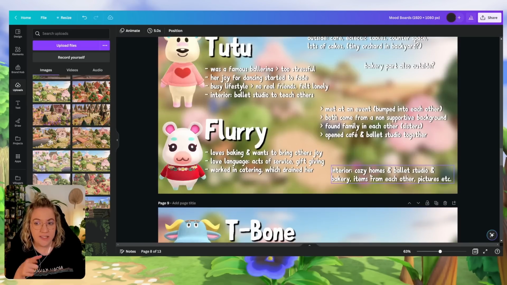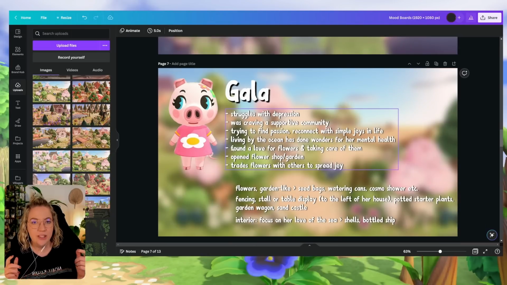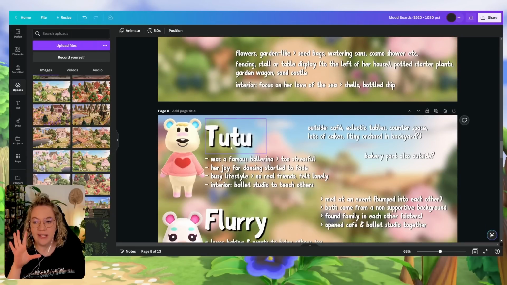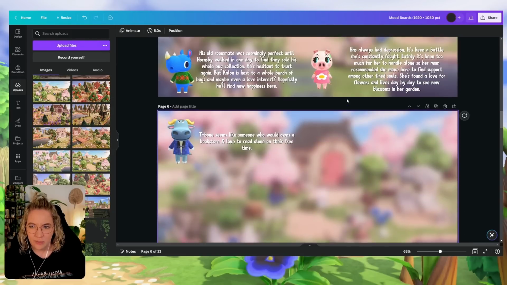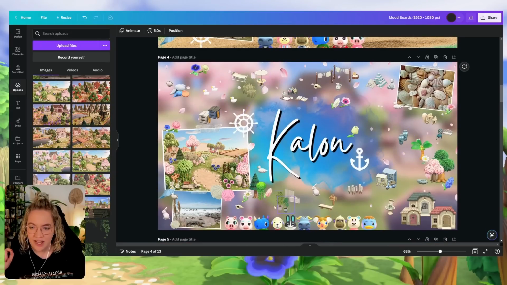All right, so we've got Dotty, T-Bone, Flurry and Tutu, and Gala. Definitely let me know down below if you have any more things you would like to add on to these villagers, and I will definitely add it in. I will also add these mood board type things or little cheat sheets onto my website, which I will link down below in the description box, and I will try to remember to do a pinned comment too. Next time we still have to focus on Hornsby, Daly, and Pate, who I already have a little bit of input from you all, and Daisy and Alice, who I don't have an idea for just yet. So Daisy and Alice, if you have any ideas, let me know down below.